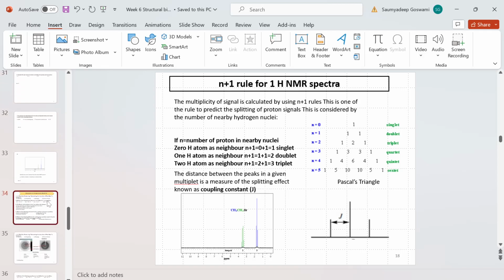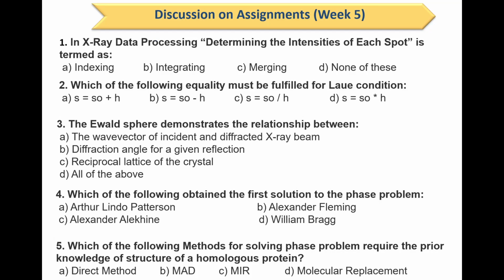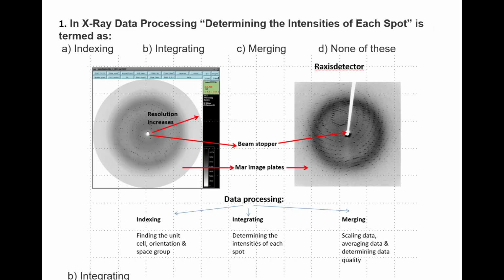Okay. So I would like to discuss with you your week 5 assignments, because the deadline of the week 5 assignment is already over. So I am discussing these assignment questions with you. The first question is: in X-ray data processing, determining the intensities of each spot is termed as. We will go through each of these questions one by one and try to solve them.